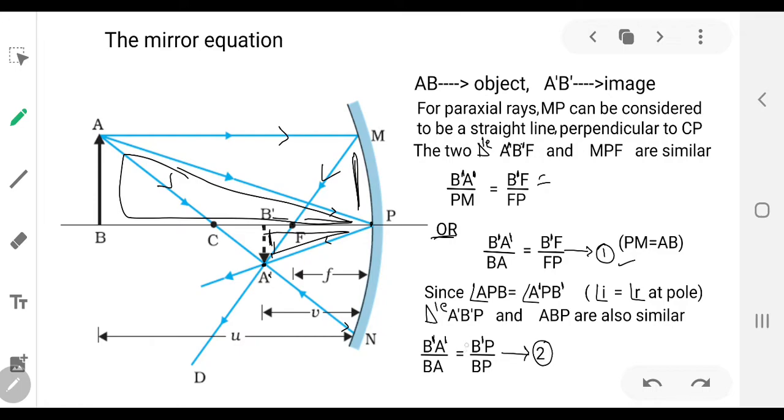Now we can write B'A' upon BA equal to B'P, the base of the first triangle, upon BP, the base of the other triangle. B'P by BP. So this we can take as equation 2.